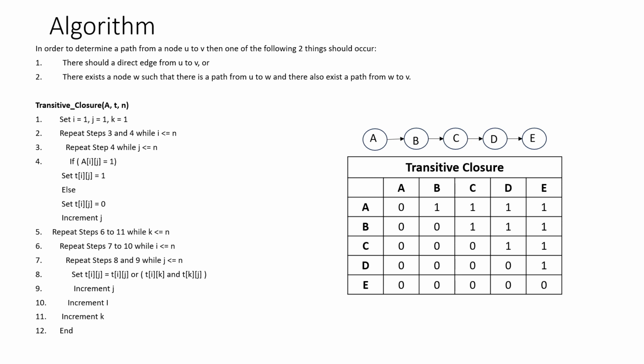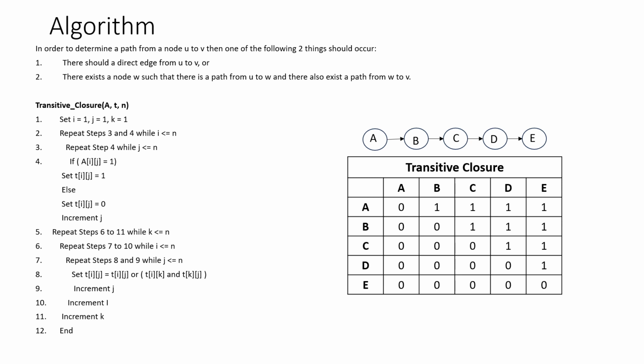Okay, now let's try to understand this with the help of an example. So the graph is shown at the right. Now let's try to find the path from A to E. To find the path from A to E, first we have to check whether there exists a direct edge from A to E. The answer is no. So now we have to find an intermediate vertex.